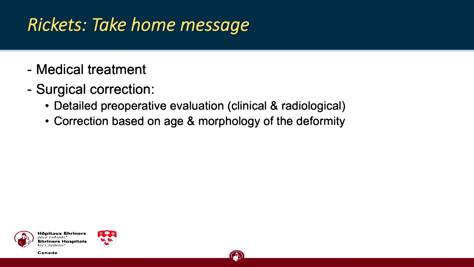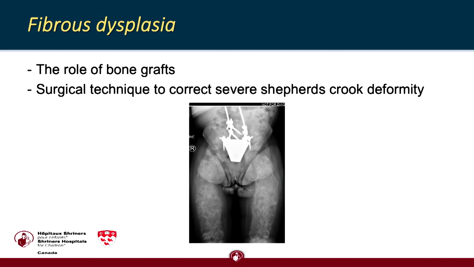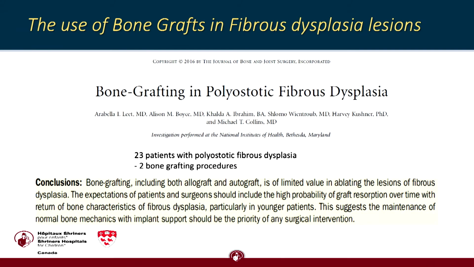So the take-home message for rickets: medical treatment is important, and for surgical correction you need very careful planning and understanding of the patient, your implants, and the surgical options. Fibrous dysplasia: Dr. Hamdi wanted to touch base on two principles, bone grafts and correction of proximal femur Shepherd's crook deformity. So bone grafts: don't use them in fibrous dysplasia.